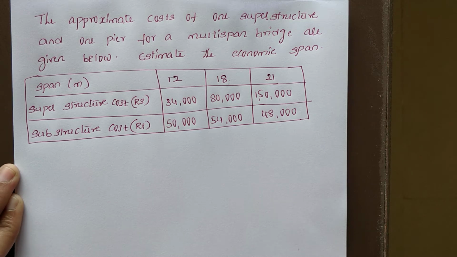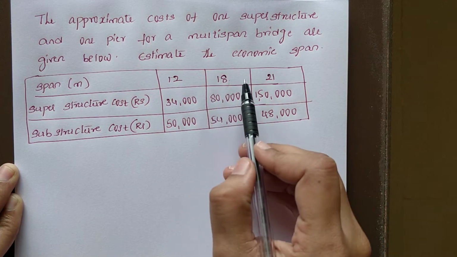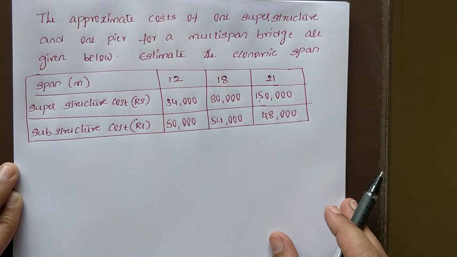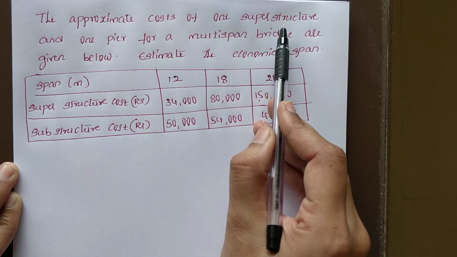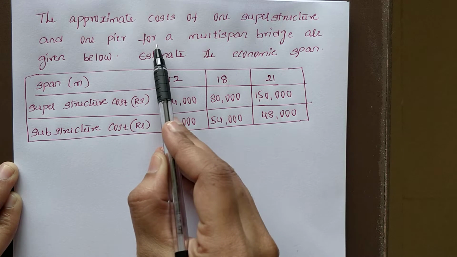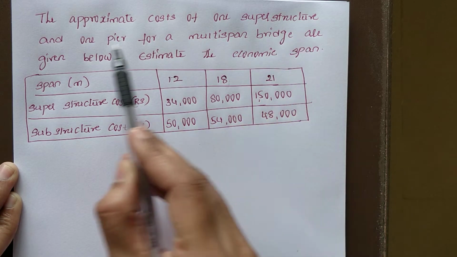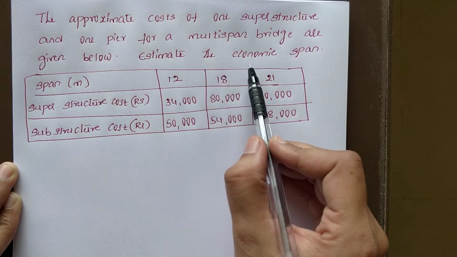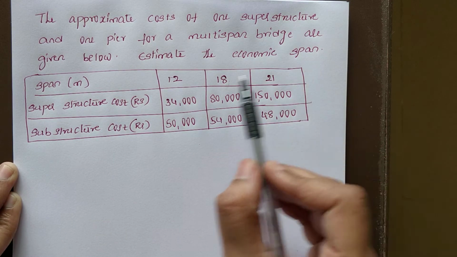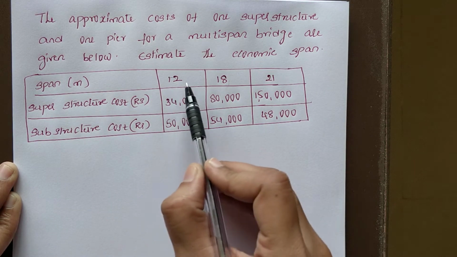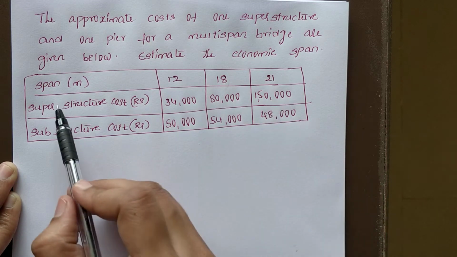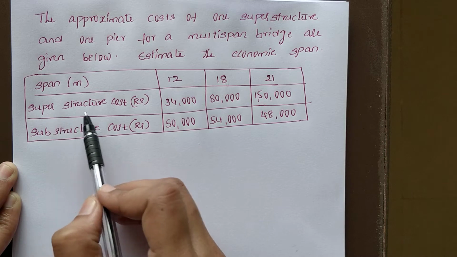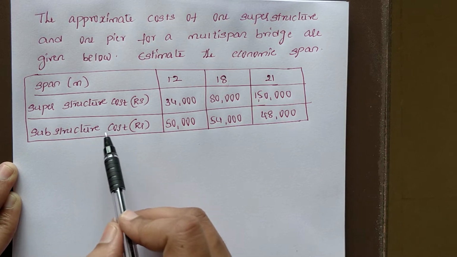Hi, in this class we are going to learn the problems related to economic span. The approximate cost of one superstructure and one pier for a multi-span bridge are given below. Estimate the economic span. The spans they have given are 12 meter, 18 meter and 21 meter. With respect to that, the superstructure cost and the substructure cost are given.